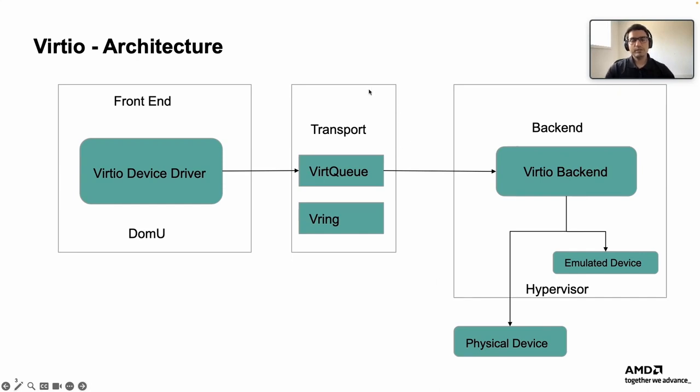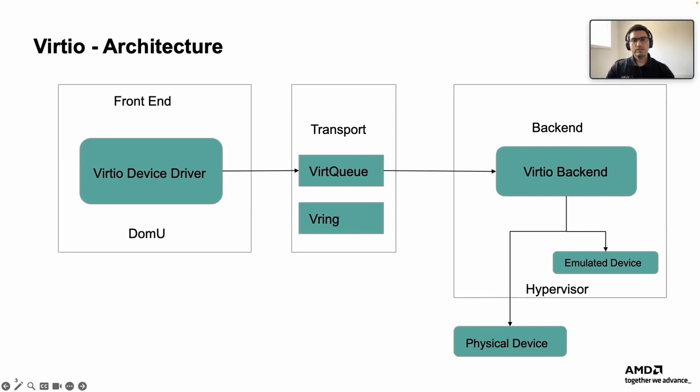Let's talk about the middle layer, which is transport. Here it uses virtual queues, which are shared ring buffers between the front end and the VirtIO backend. The purpose of using these shared buffers is to efficiently transfer the data, reduce the memory footprint, and improve performance. And these buffers are usually part of the memory of the guest operating system on the guest domain.